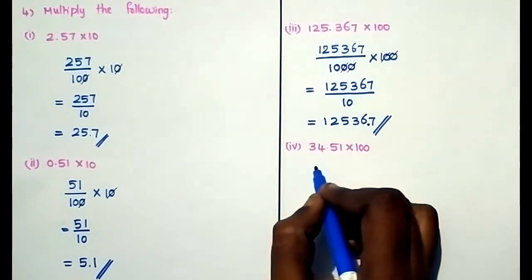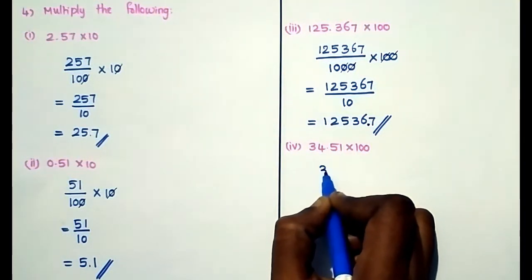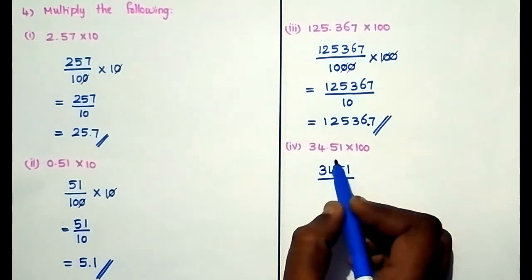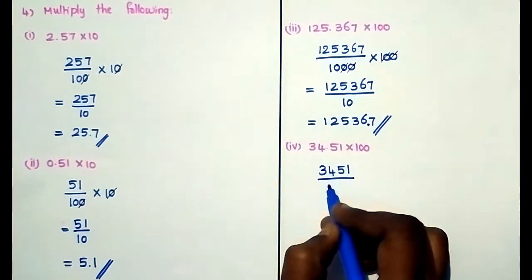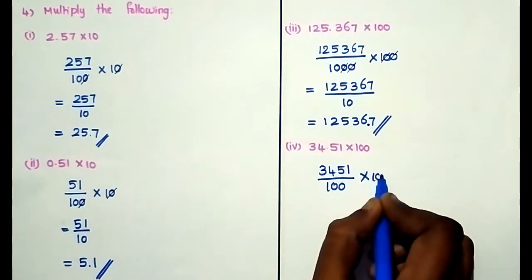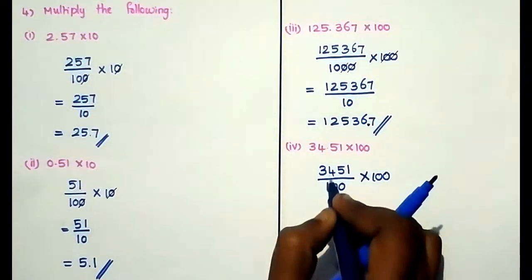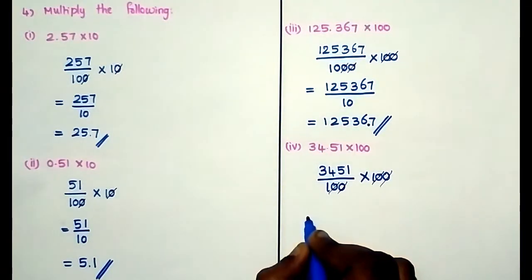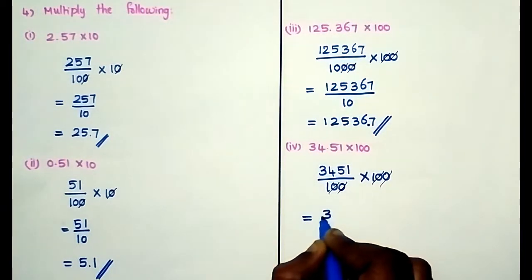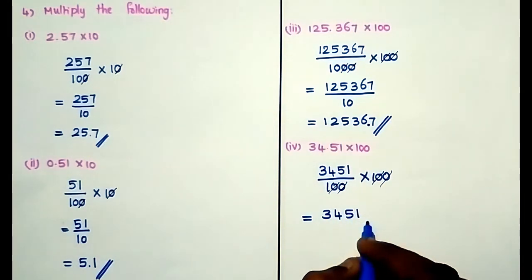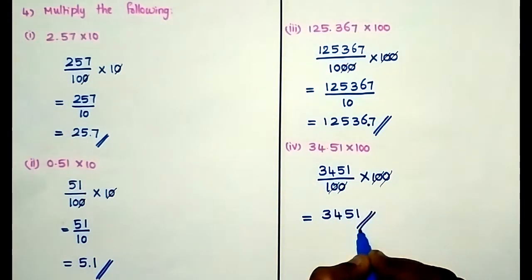Next one, 3,451 divided by, after the decimal point 2 digits, so 100 into, already 100 is there. So cancel, means 100 cancelled. So what is the answer? 3,451. That is the answer.